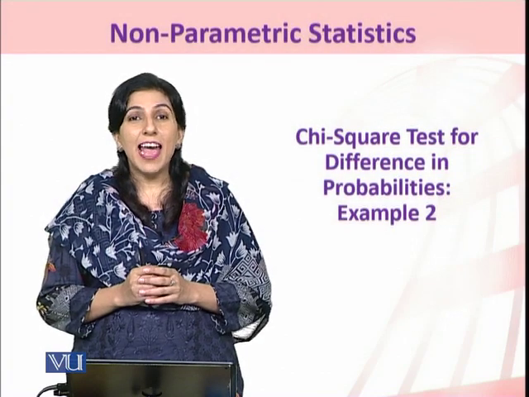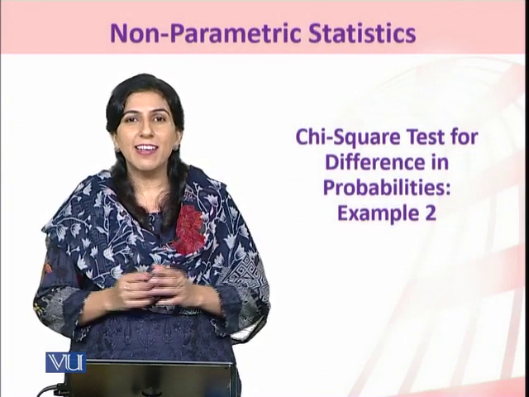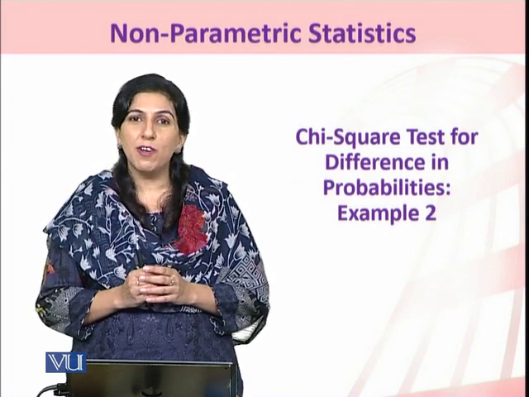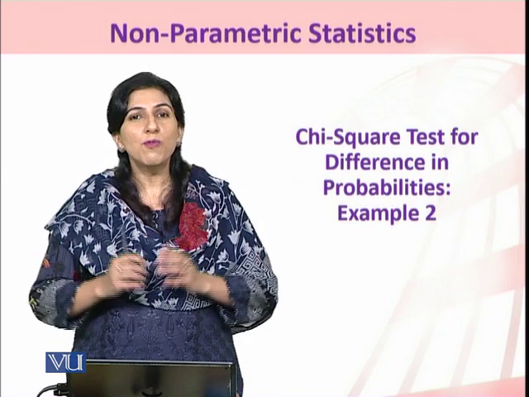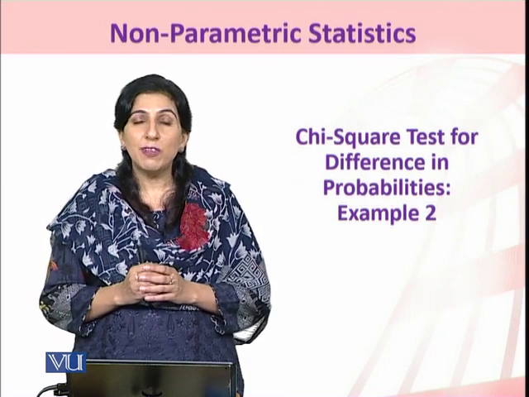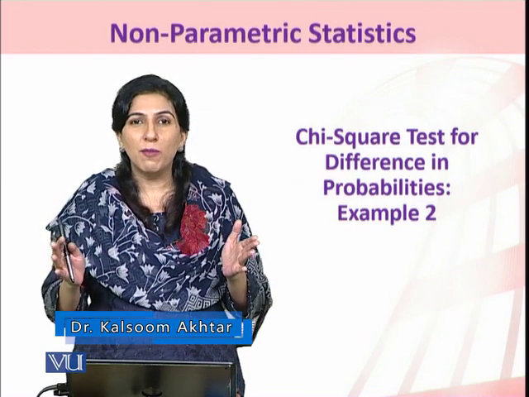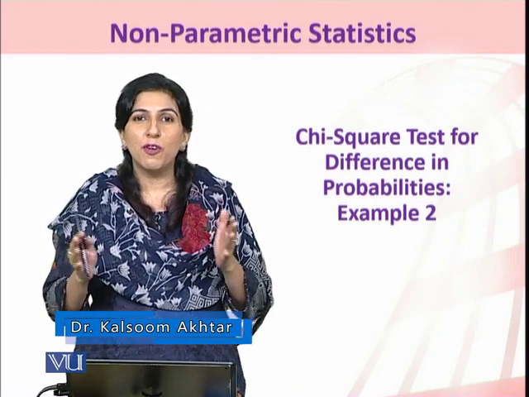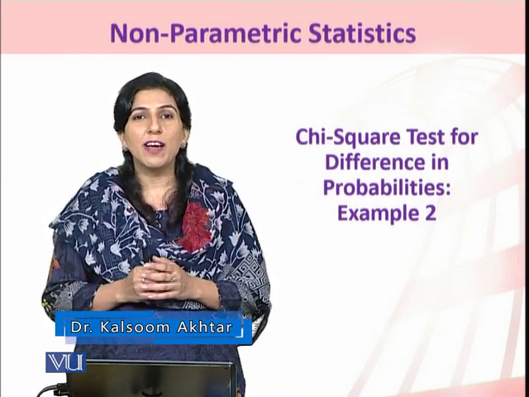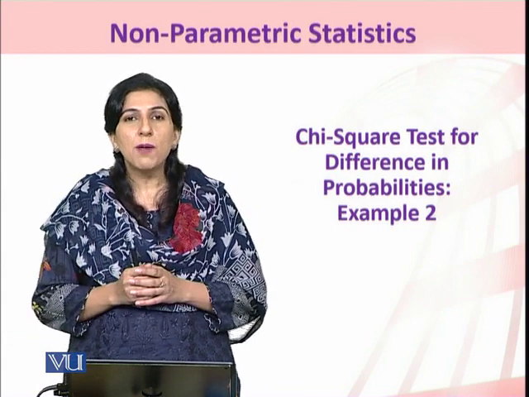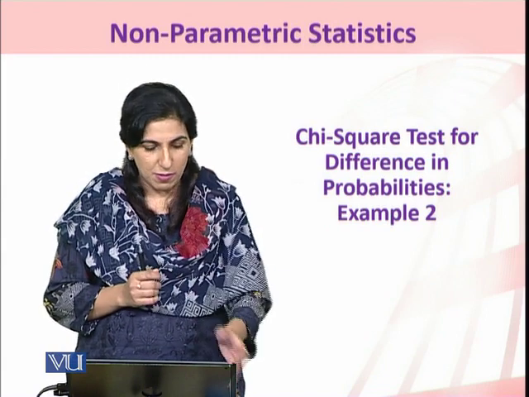Dear students, as you know, the chi-square test may be used to test the equality of several proportions. In this module, I'll be giving you a demonstration on a contingency table of rows versus columns. That is given in the form of a row versus column, and we are going to test the equality of several proportions by taking a practical example.